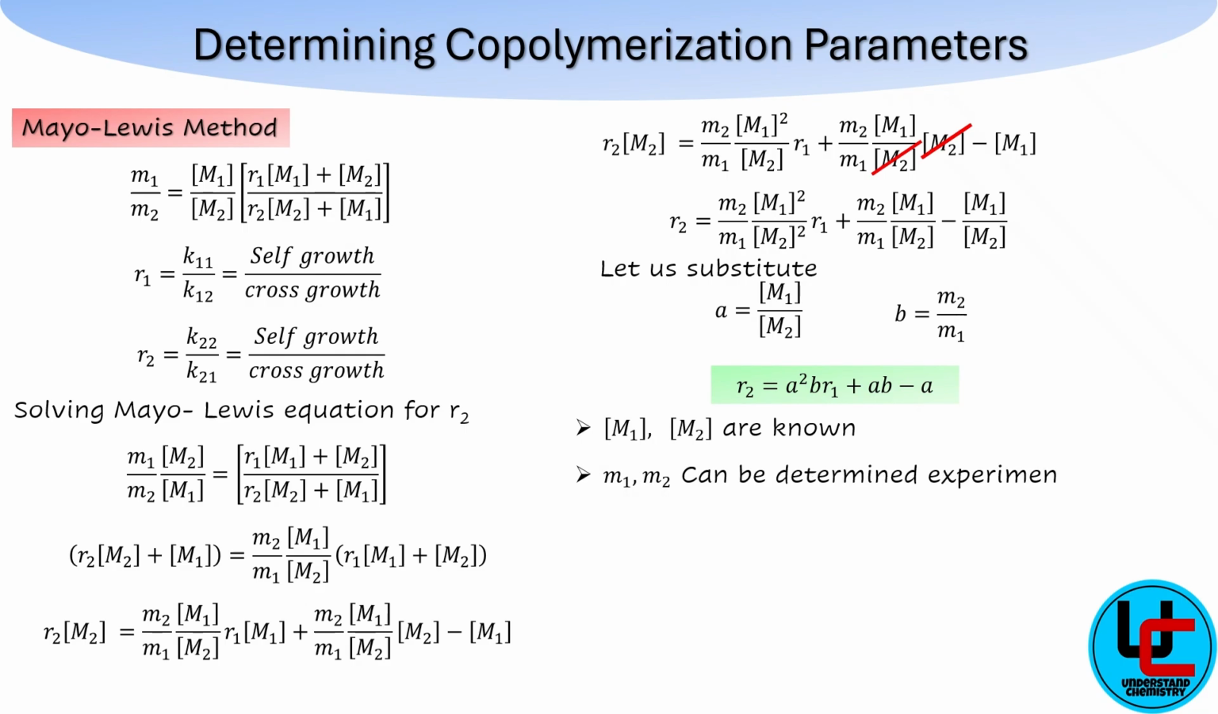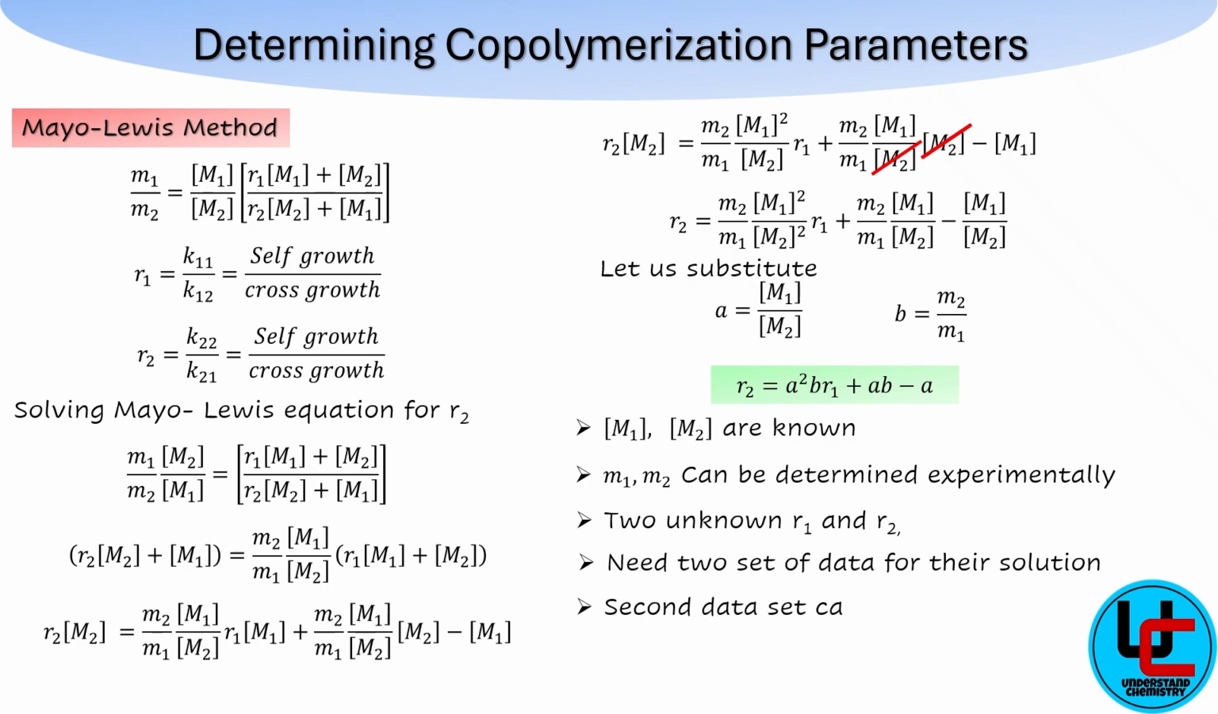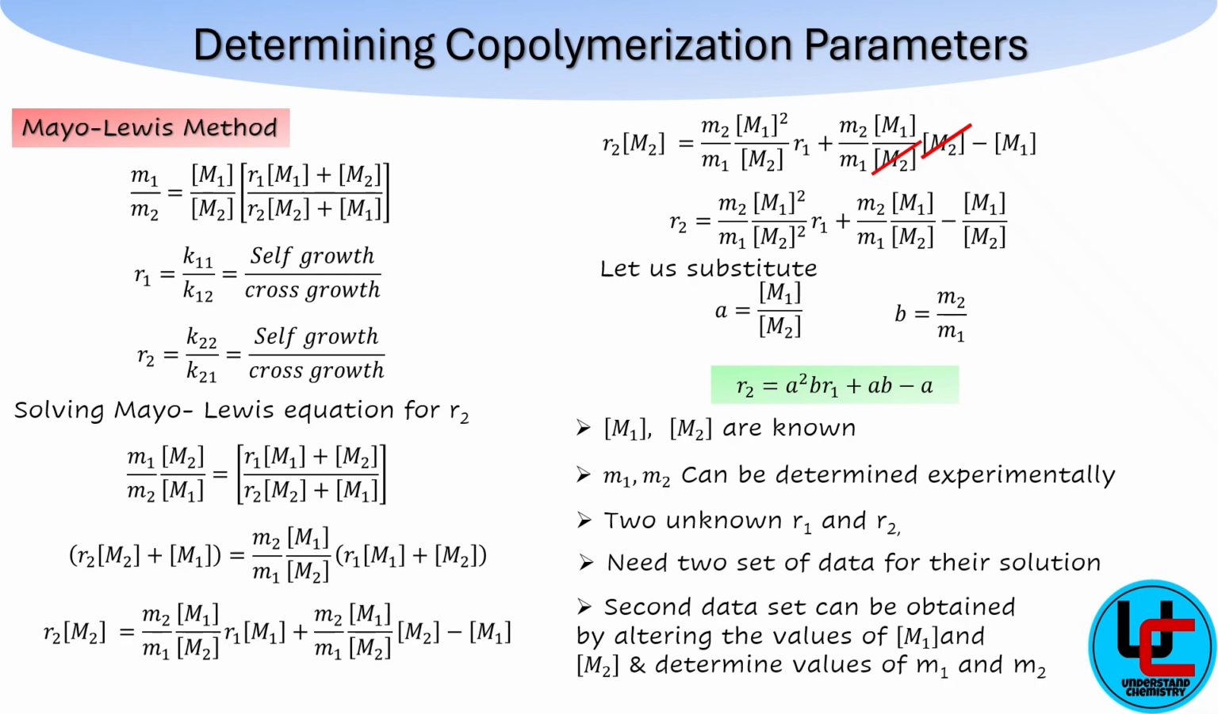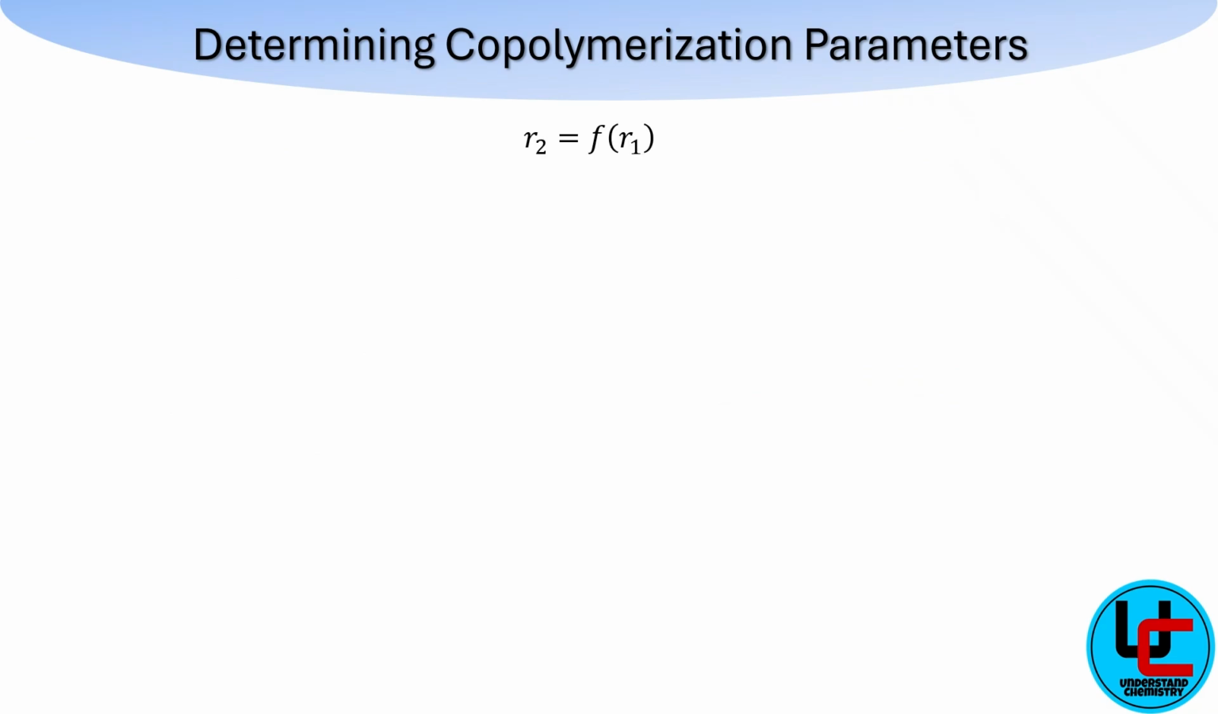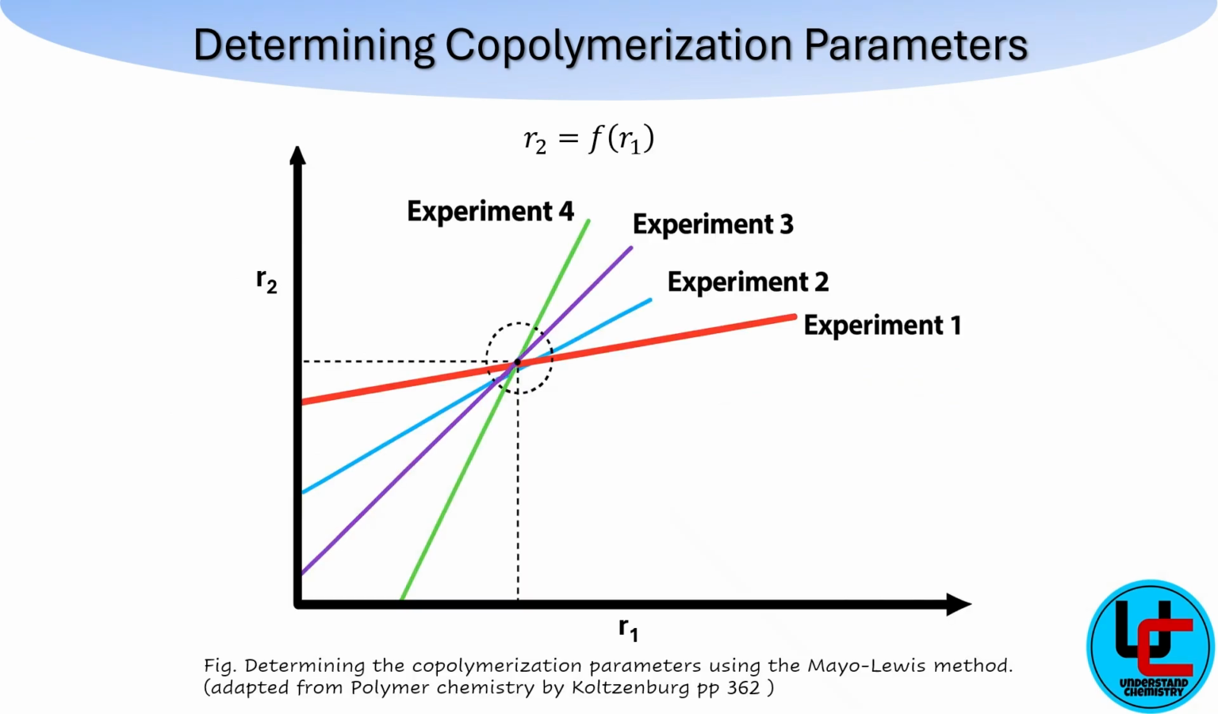However, since both R1 and R2 are unknown, we need at least two sets of data to solve the system. The second set of data is obtained ideally from experiments with different monomer feeds, capital M1 and capital M2, and determining small m1 and m2. Once we have multiple datasets, we plot them using the equation R2 as a function of R1. We obtain a separate line for each experiment. The point where these lines intersect represents the estimated value of the copolymerization parameters R1 and R2.